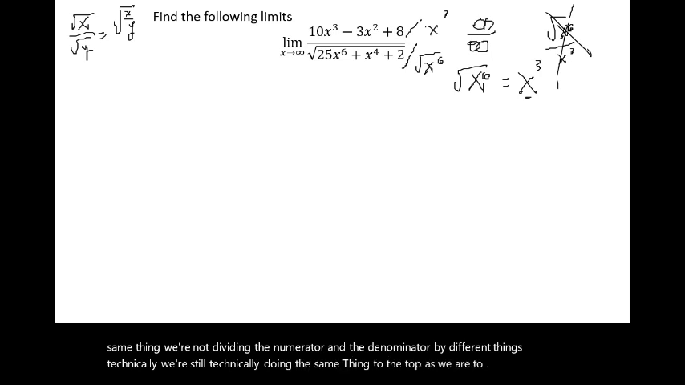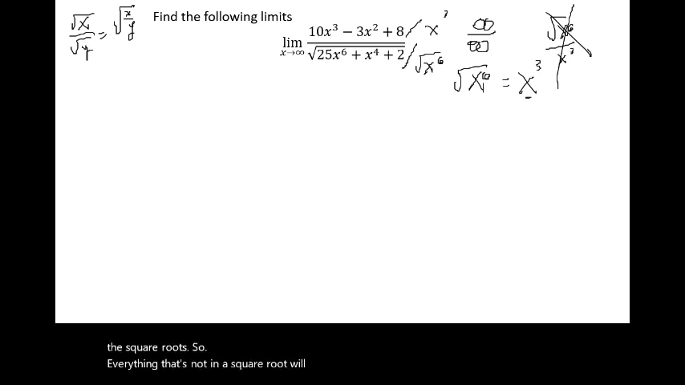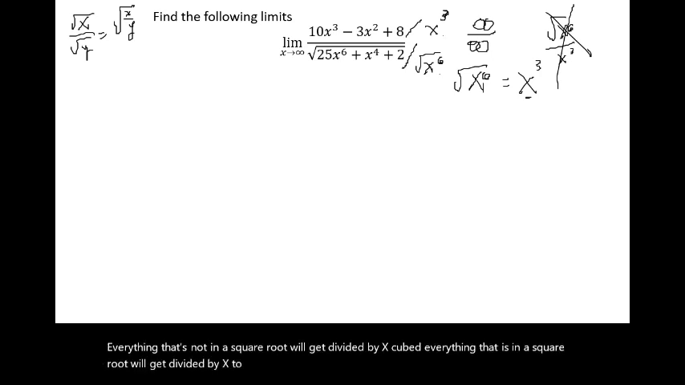I'm just writing that x cubed in the denominator in such a way that I will be able to simplify it with the square roots. So everything that's not in a square root will get divided by x cubed. Everything that is in a square root will get divided by x to the sixth. And since they're technically the same thing, we're not breaking any mathematical rules here.